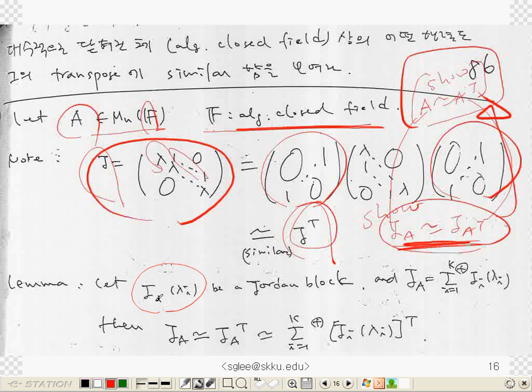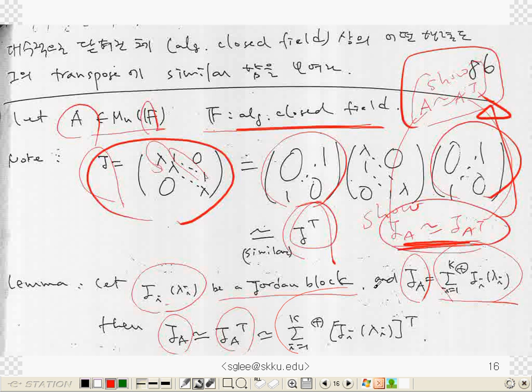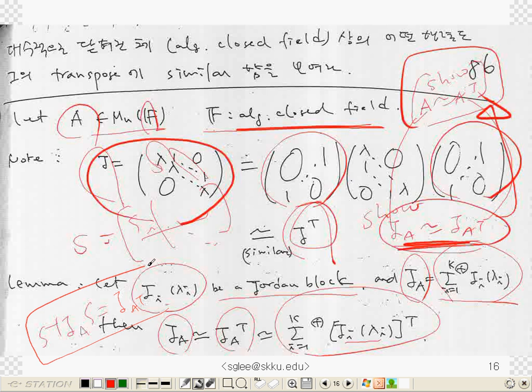So let J_i of lambda_i be a Jordan block, and the Jordan matrix of A is a direct sum of those Jordan blocks. Then J_A is similar to J_A transpose, which is the direct sum of those, because this is the direct sum. So we take the direct sum of the non-singular matrices S_i to form a big matrix S that makes S inverse J_A S equal J_A transpose, like this. Then this is shown, so this is done.